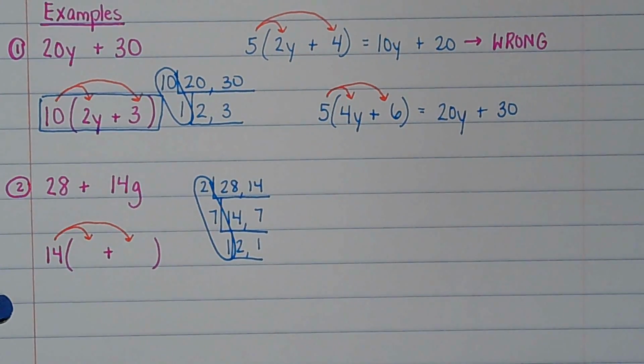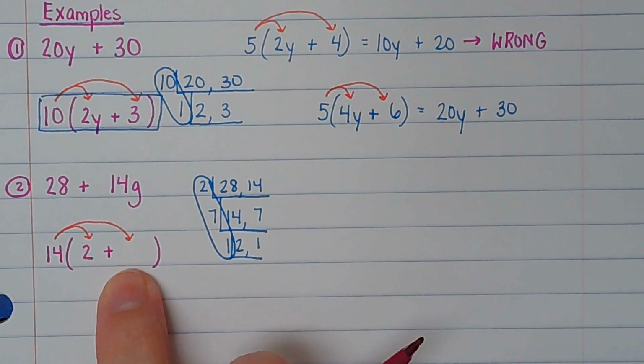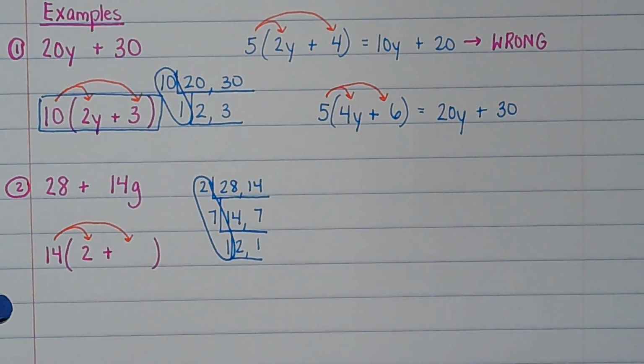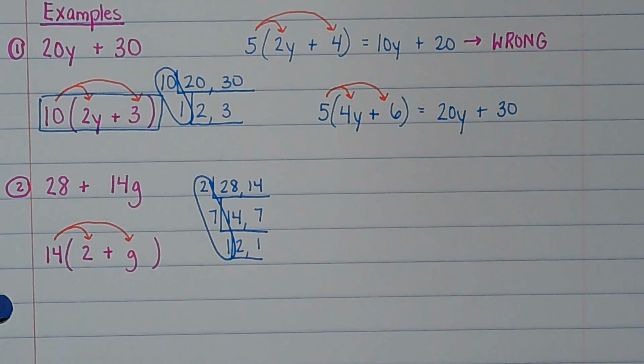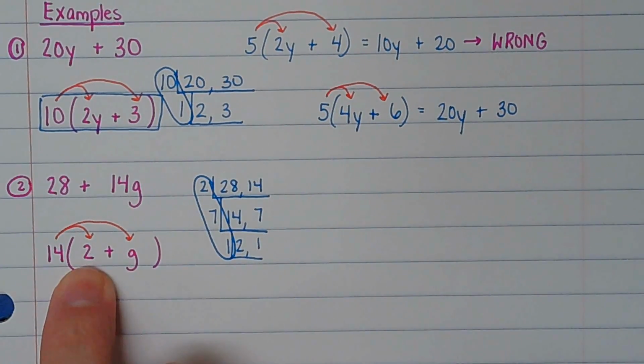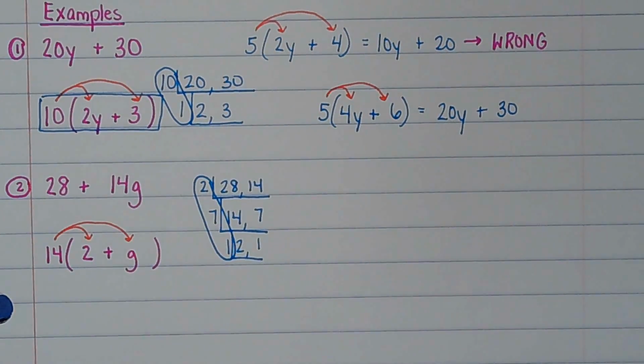So I know that 2 has to go in this spot. And 1 goes here. Now you don't write 1g. We don't put 1s in front of the variable. Like if it's a 1, you just write it as g. If you put a 1, I wouldn't count it wrong, but you're not going to see it like that on a test. So let's just double check. 14 times 2 is 28. 14 times g is 14g. So this does match up. Okay? All right.